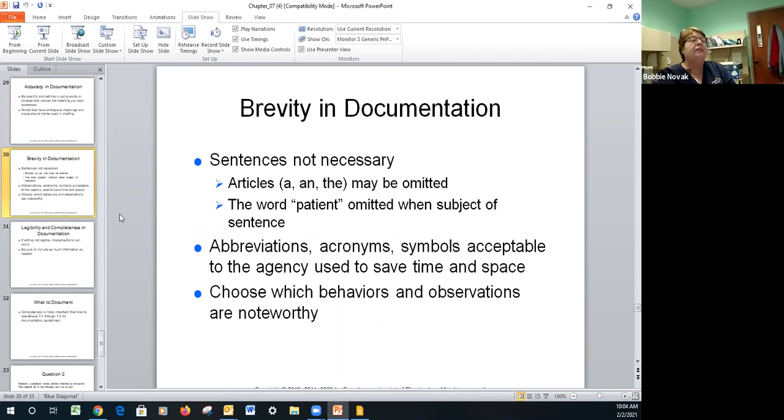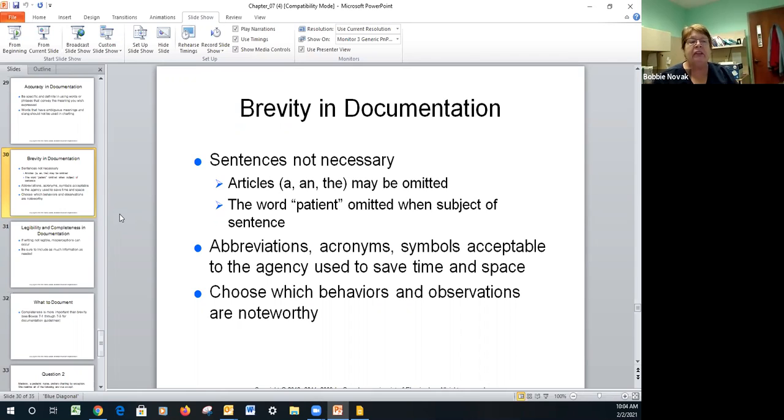Brevity and documentation. Like we said, we don't need to write full sentences. We don't need to include a and the. We don't need to put the patient in there. We don't need to put their name in there. Just write your facts, okay? We don't need to write a novel. We're just writing what we need the information to be conveyed to other people, okay?